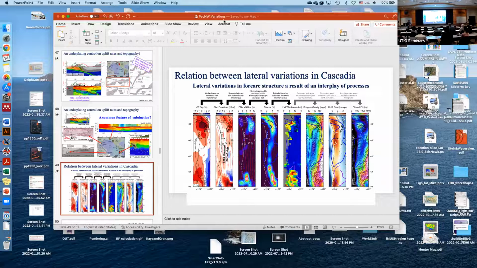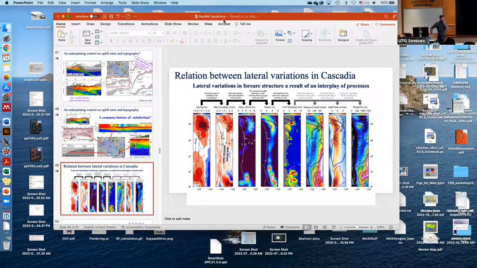So we looked at, yes, we did a little. We did Wadati-Benioff plots, basically using these intraplate earthquakes and these low frequency earthquakes.